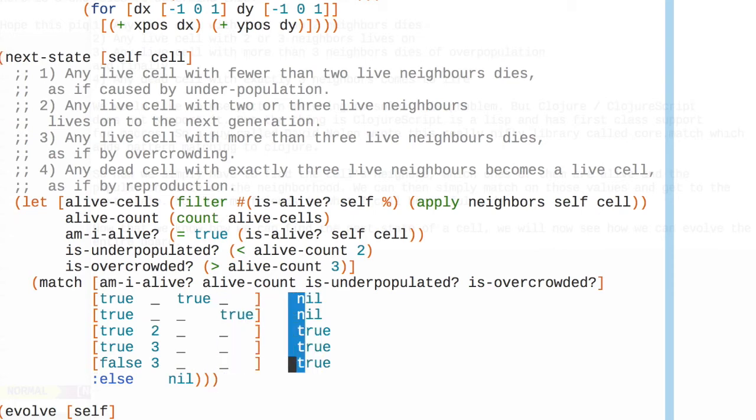Now that we know how we can find the next state of a given cell, we'll see how we can evolve the entire board.